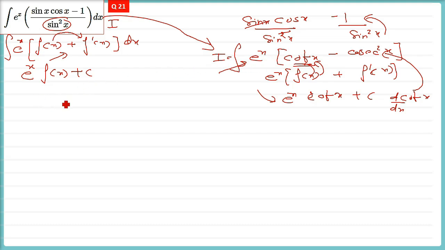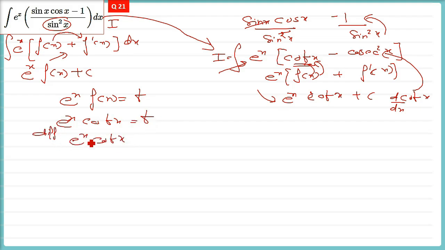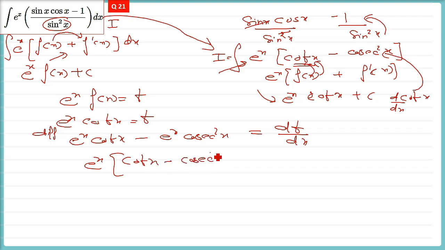See, this I is same. So we have come up to this e^x (cot x minus cosec square x). So we'll take e^x f(x) as t. So this is e^x, what is f(x) here? Cot x, and this is equal to t. Now we'll differentiate both the sides. The differentiation of e^x will be e^x only, and the differentiation of cot x will be negative cosec square x, and this is equal to dt by dx. Now we'll take e^x outside and inside we have cot x minus cosec square x. Dx will go upstairs on the left and dt remains on the right.